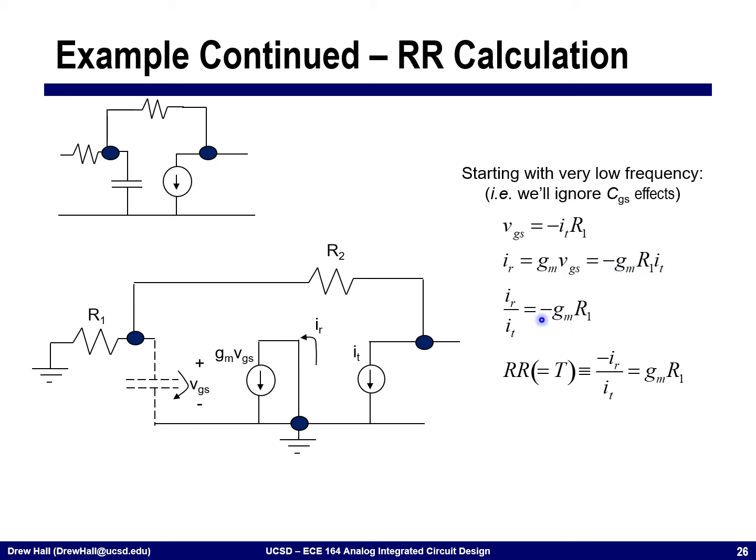And so my return ratio is going to be equal to minus IR divided by IT, which is GM times R1. So this is the loop gain of this particular circuit, GM times R1. And we saw this previously when we did the nodal analysis, that this popped up a couple of times in the expression.